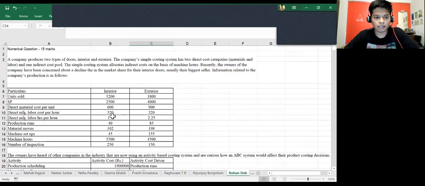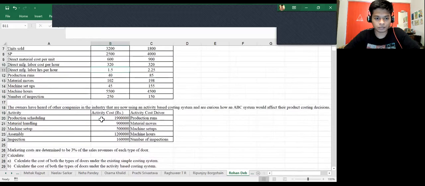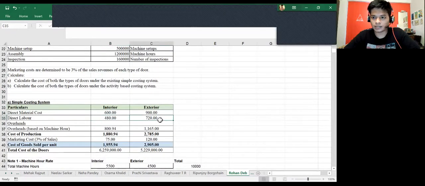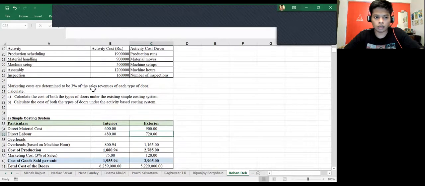Done. In my labor costing, it's given that direct manufacturing labor per hour is 320. So it's the rate of the labor, that's 320 for both cases. For the interior door, it takes 1.5 hours to make one door. So the labor cost is 320 into 1.5. That comes to 480 and 720 respectively. Again, I have put the formulas over here. That's how I did it, and even sir was recommending that you do it like this so that he can trace back to what calculations you have done, right?